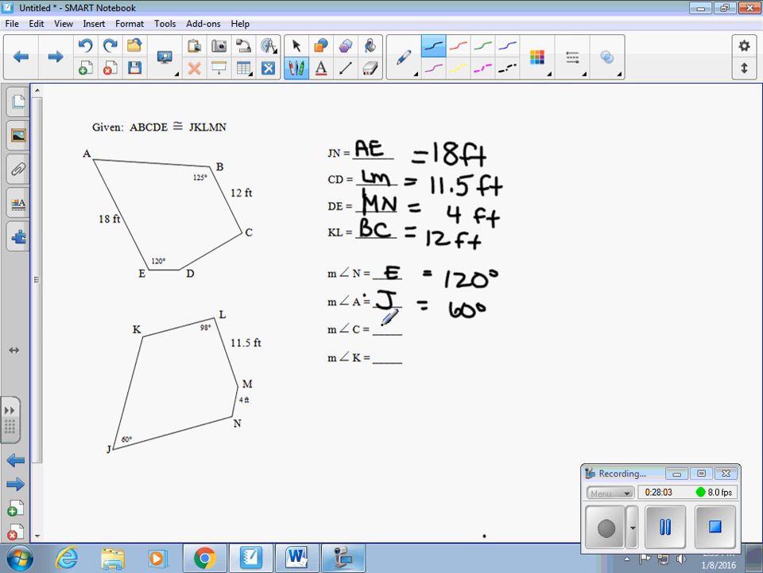C corresponds with angle, and it is 98. K corresponds with, and that is equal to, did you say 125? Yes, okay. Any questions? Okay. So let's look at this.